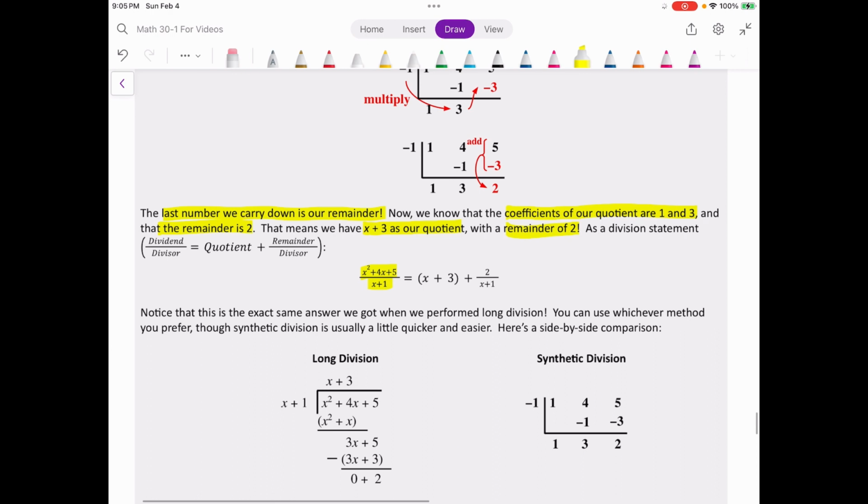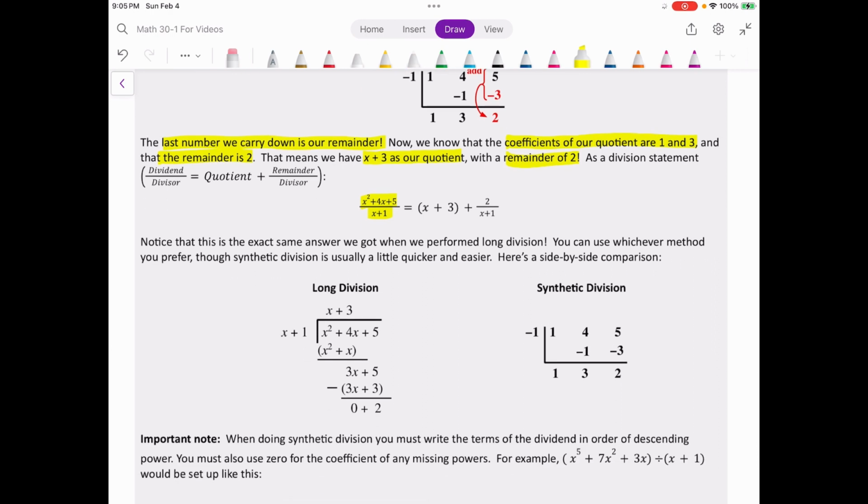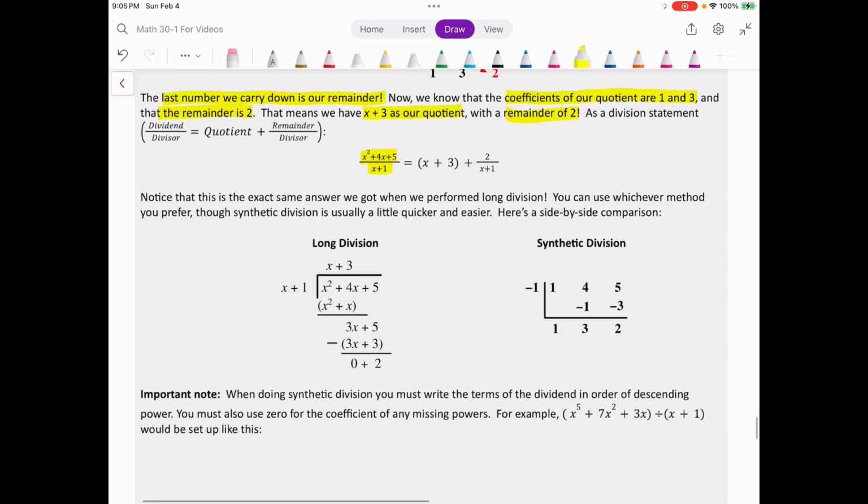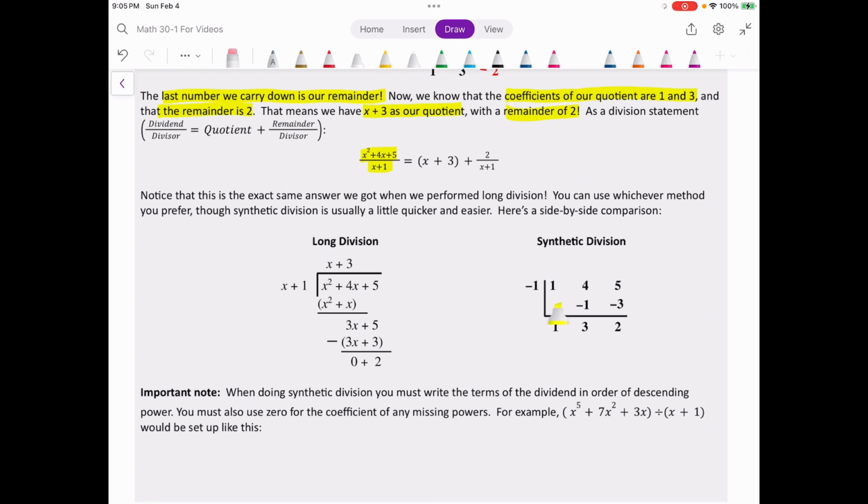Okay, so it's the exact same answer we got when we performed long division. Don't believe me? Here they are side by side, right? Long division, we got a quotient of x plus 3 with a remainder of 2. Synthetic division, as long as we know how to read this, we can say, okay, remainder of 2, constant term 3, coefficient on x is 1. So x plus 3 with a remainder of 2.